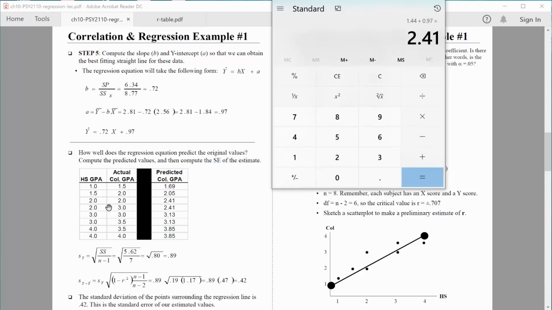Go ahead and do that for the remaining values. Let's just go through this last one together. Assume that someone had a GPA in high school of 4. We're going to take 0.72, multiply by 4, and then add to that 0.97. So we would predict they would have a college GPA of 3.85. Take some time to compute the rest of these predicted values if you haven't already.